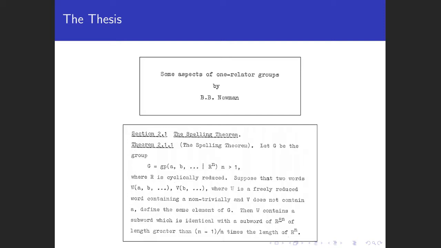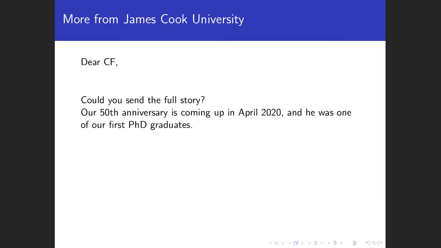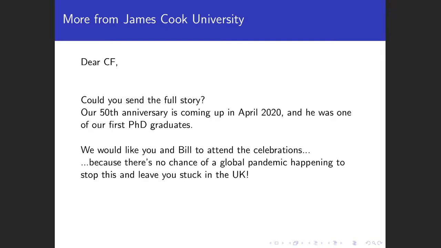But it didn't quite end there, because James Cook University wrote to me a couple of weeks later, about a year ago, saying, "Dear CF, could you send us the full story? Because our 50th anniversary is coming up in April 2020, and B.B. Newman was one of our first PhD graduates. That's very interesting for our anniversary celebrations. So we would like you and Bill to attend these celebrations," because of course there's no way some weird global pandemic would happen that would stop these sort of celebrations and leave me stuck in the UK. "Regards as always, James Cook University."